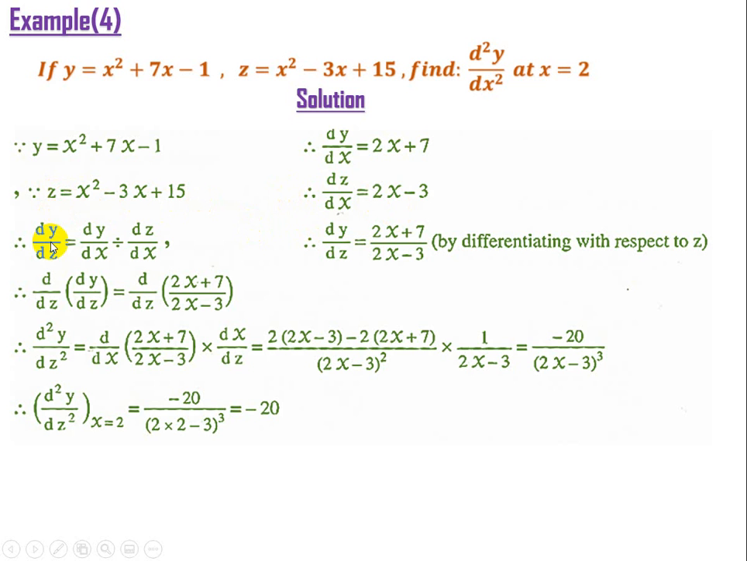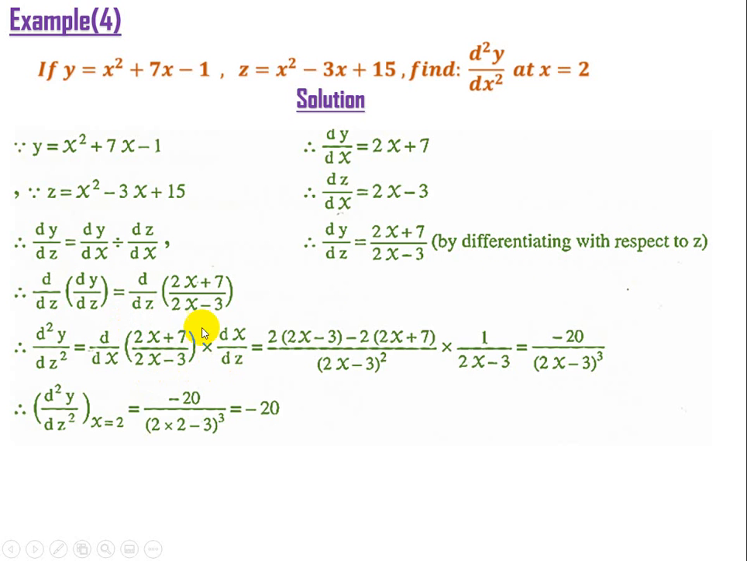dy/dz equals dy/dx divided by dz/dx, which means times dx/dz. It will be (2x + 7) divided by (2x - 3). To get the second derivative, differentiate with respect to z: d/dz of dy/dz, which means d/dz of (2x + 7)/(2x - 3). It can't be done directly, so I will change the order of the derivative variables, which means d/dx of (2x + 7)/(2x - 3) times dx/dz.